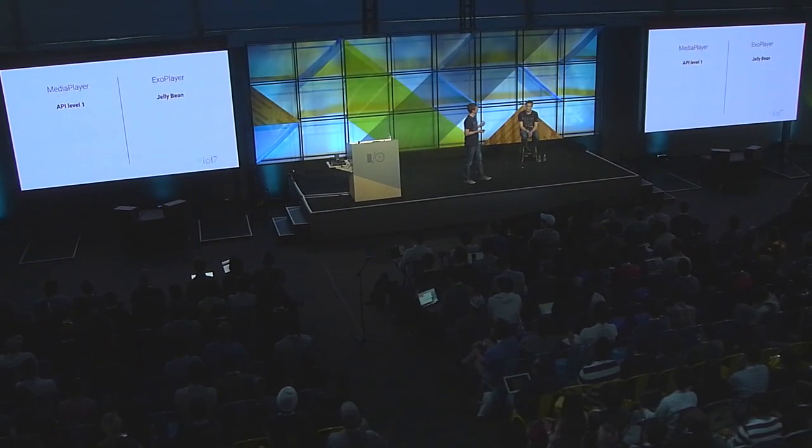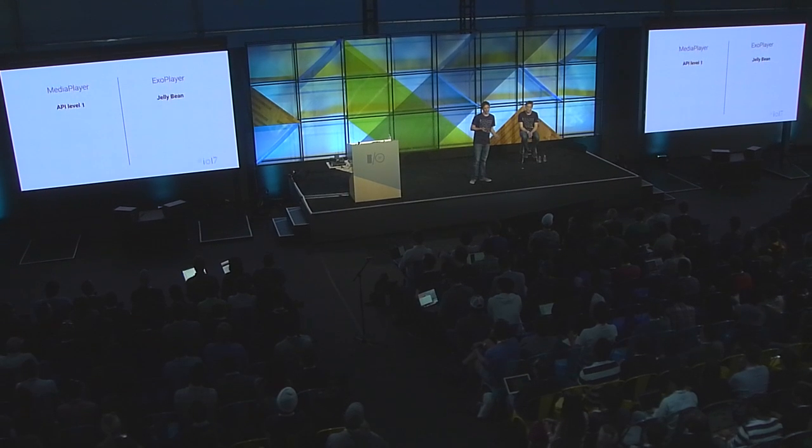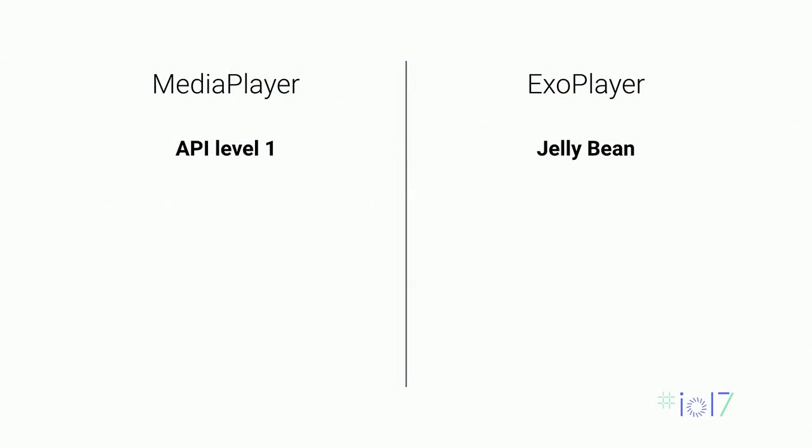So the first thing to note is that Media Player works all the way back to the beginning of Android. ExoPlayer is Jelly Bean and above only. This is far less of an issue than it used to be, and in fact, there's only around 2% of active Android devices still on earlier versions of Android. But if you really care a lot about providing continued support to that 2%, then Media Player is going to be your best bet.